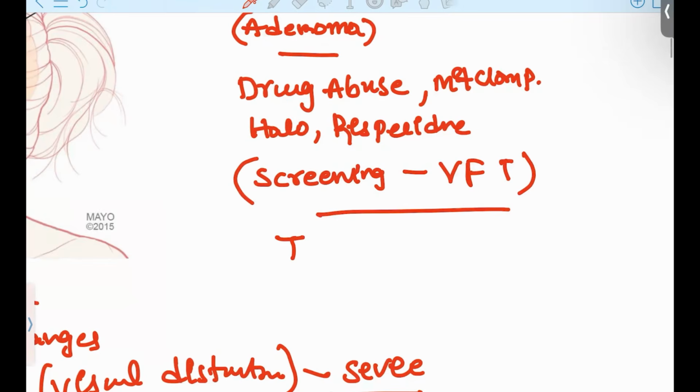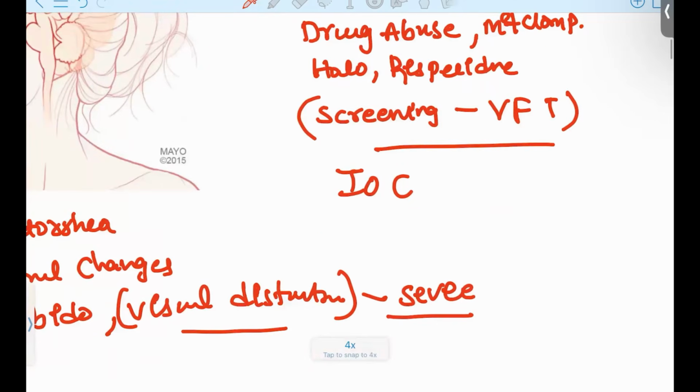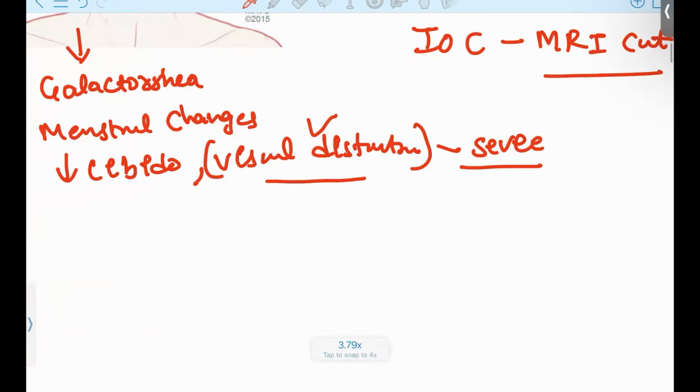And the investigation of choice, if you see any visual disturbances, then you have to go for the MRI cut. Okay, pituitary MRI cut you have to take for this patient. And surgery will be the ultimate choice to decrease the symptoms. If it is a microadenoma, then you can treat the patient with drug therapy only.